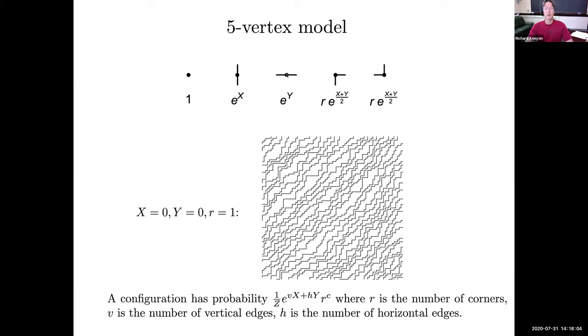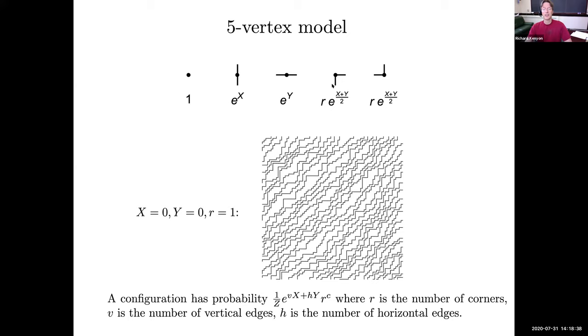For Hugo, there was some symmetry in the weights: A, A, B, B, C, C. Here we're going to take the completely asymmetric case. So there's five different weights, although here you only see three parameters, X, Y, and R. The reason we don't need five variables is, for one thing, we can scale all the weights by a constant and it has no effect on the probability. So I'm scaling the constant so that the weight of an empty vertex is just one.